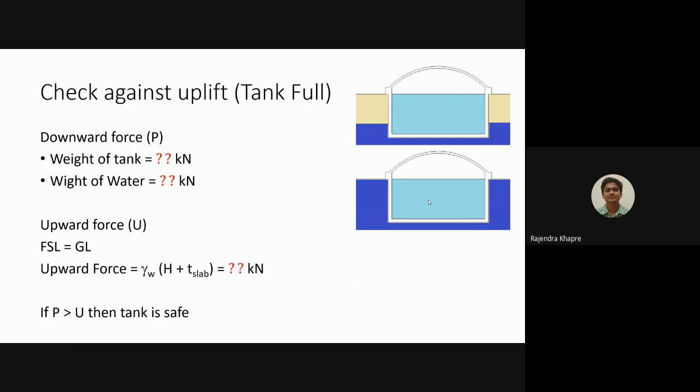Whenever the water level is high, the risk of upliftment of the tank is also high, because जितना तुम्हारा पानी ऊपर चढ़ेगा उतना तुम्हारा प्रेशर ज़्यादा आएगा. Okay, so now we have to take care whether the tank is safe in uplifting or not. So for this purpose, we are assuming the extreme scenario. So the extreme scenario is what?